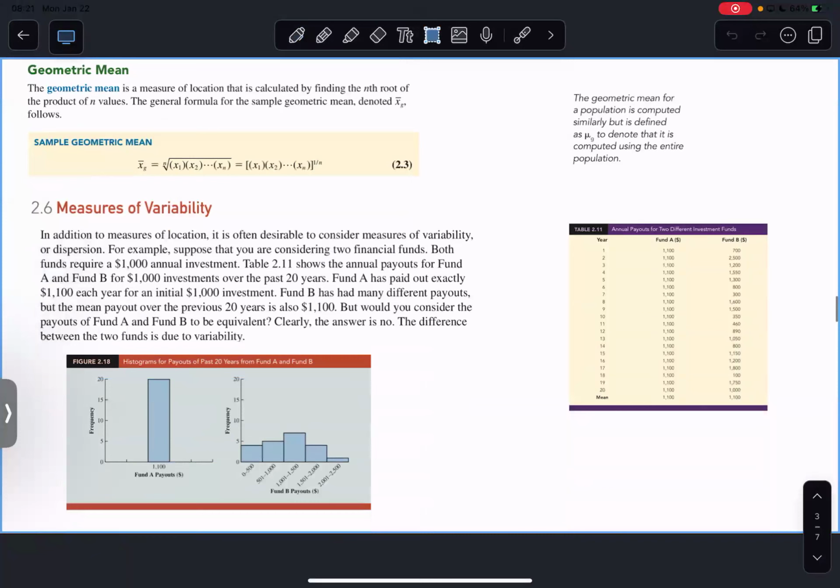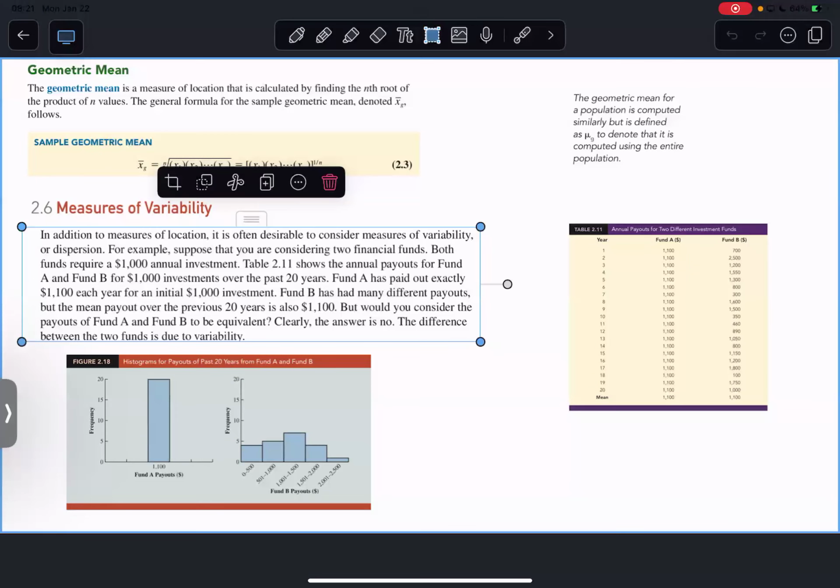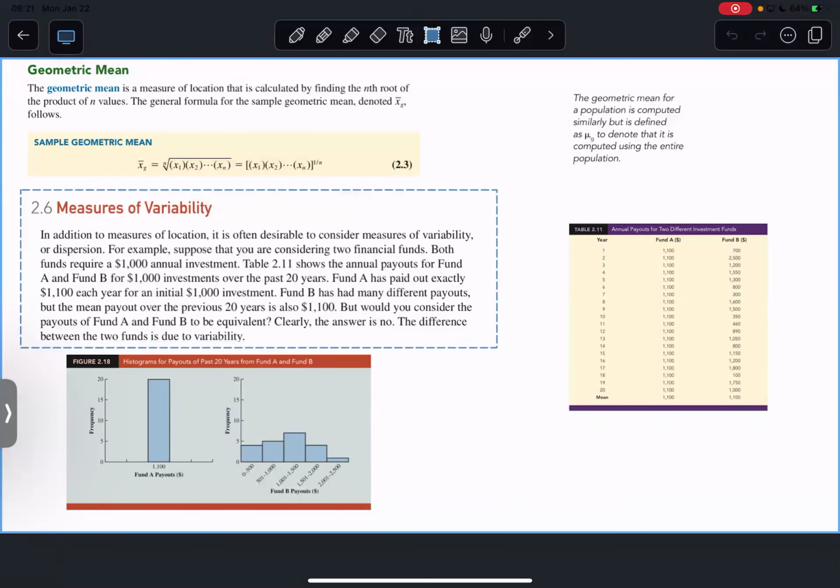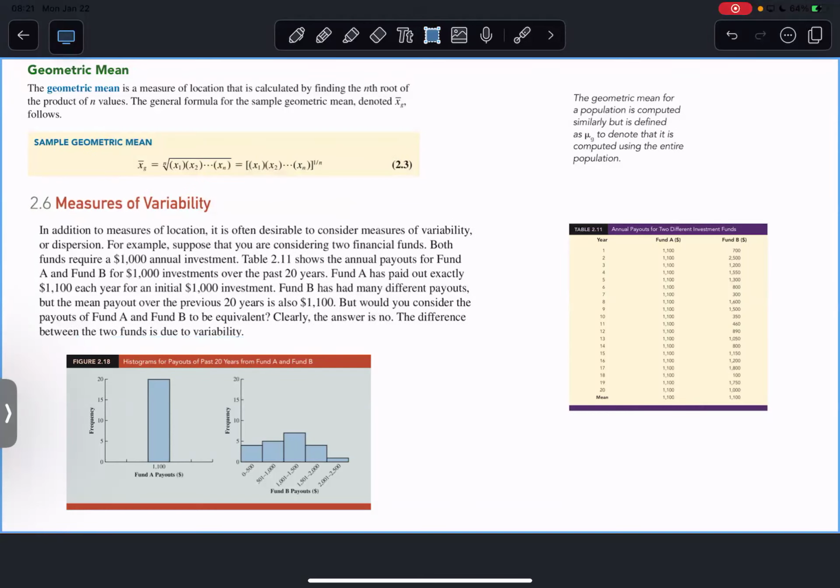Measures of variability. Kind of a fun or interesting example, I guess.